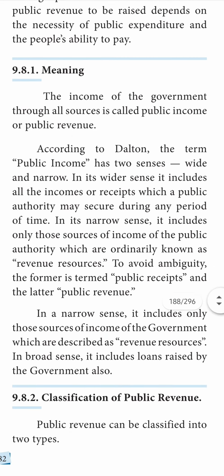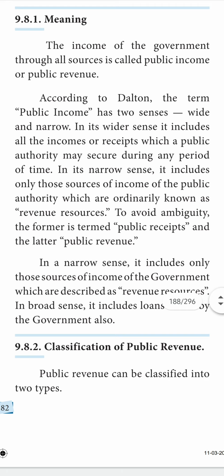In the narrow sense, it includes only those sources of income of the government which are described as revenue resources. In the broad sense, it includes loans raised by the government also. In the narrow sense, only the income which is received by the government from the public, through industries, through the service sectors, and also through taxes. That all comes under revenue resources.